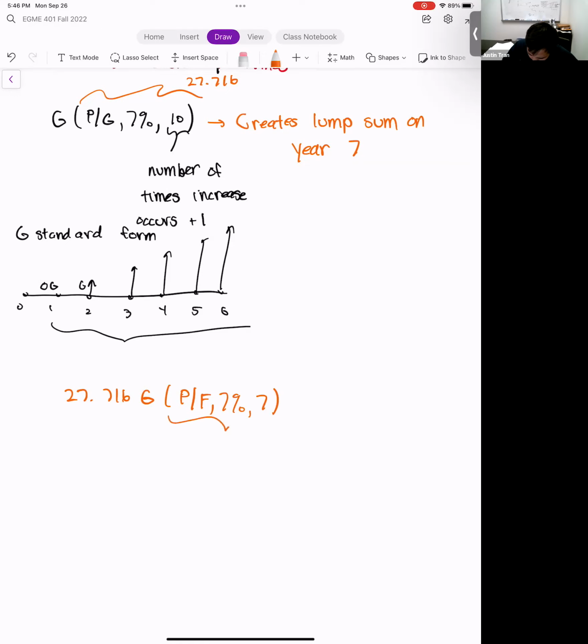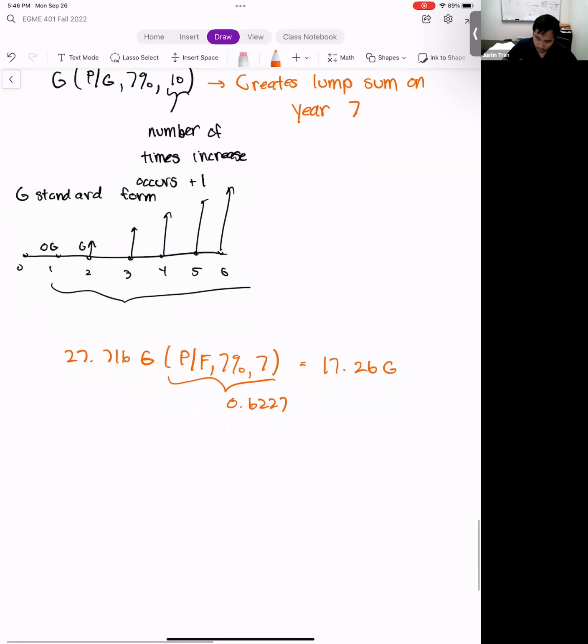All right. And so this conversion factor right here is 0.6227. Okay. And so if we multiply these two together, we have 27.716 times 0.6227. This gives us 17.26 G.